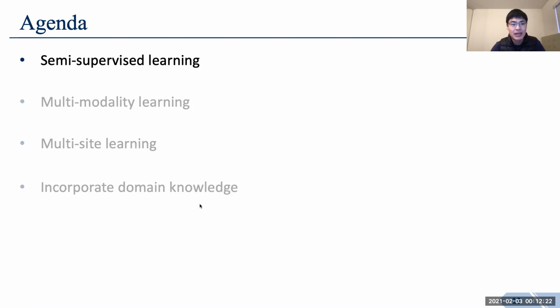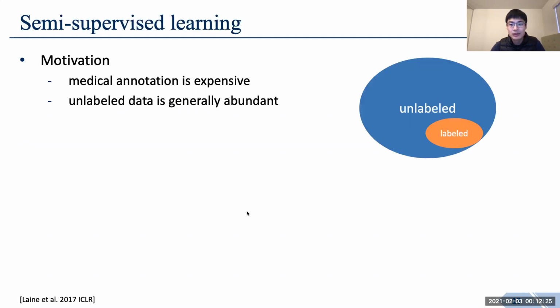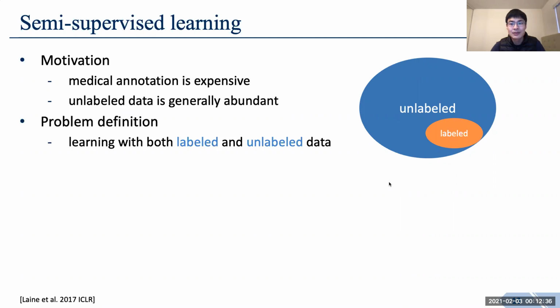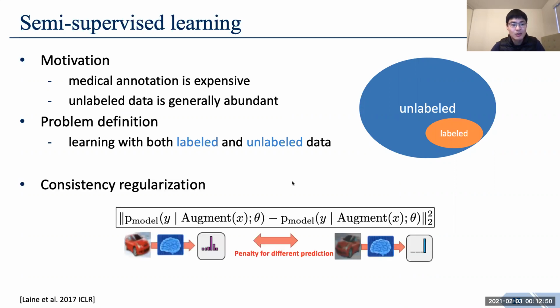First, I will present our semi-supervised learning work. Although labeled data is expensive and limited in the medical imaging domain, unlabeled data is generally abundant, so we study semi-supervised learning for medical imaging tasks. Semi-supervised learning aims to reduce the need for labeled data by additionally utilizing unlabeled data. Recently, most semi-supervised learning is based on consistency regularization, which encourages the network prediction to be consistent under different perturbations for the same input.